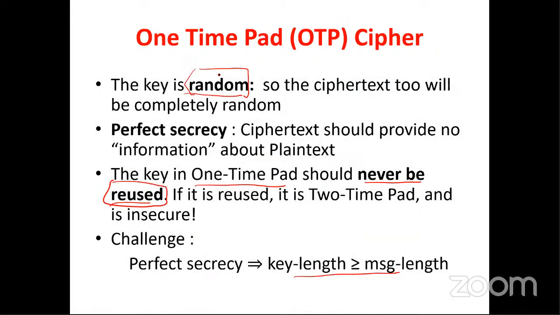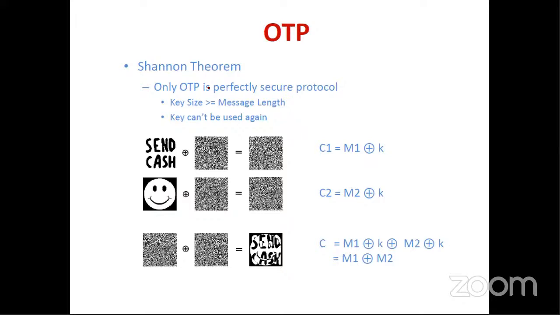For the time being, these two things are there: OTP keys should be random and should not be reused. So what if we reuse it? Ideally we should not reuse it, but let's suppose we have this first message, M1, and this is our key K. We use this key K to encrypt M1. This is completely random, so this cipher will also be completely random, and we get C1.